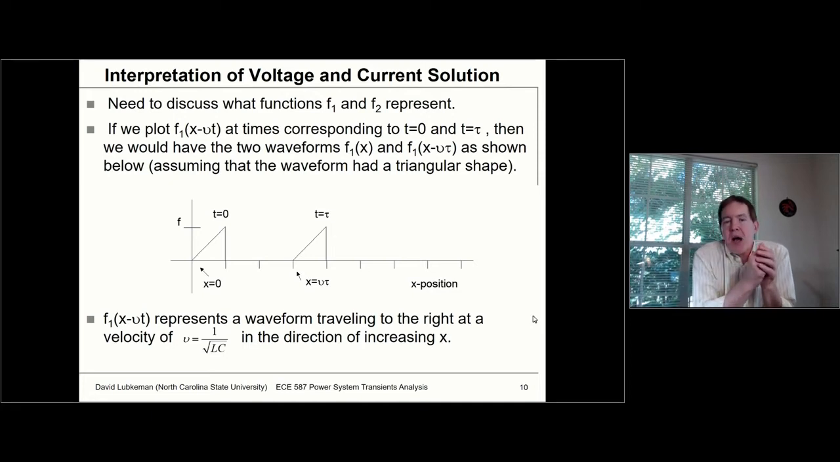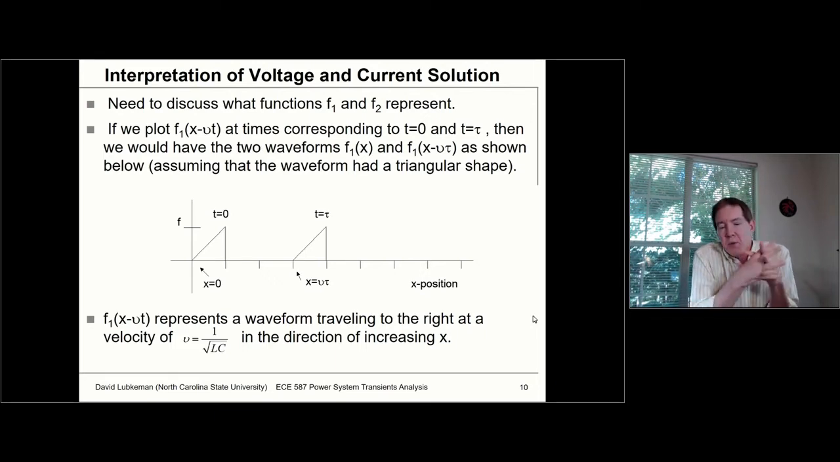Well, let's say we plot F1, and let's suppose it has a triangular shape associated with it. At x equal to 0, we're going to have this triangular shape at time equals 0. And if we look at what happens at a later time, if we plug in t equal to tau, basically we're going to have that same waveform shifted over to the right at position x equal to v times tau.